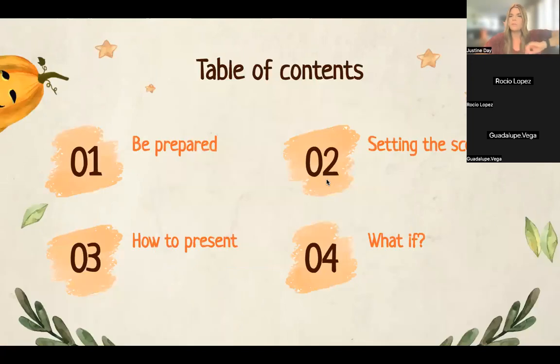Just going to go through the basics for parent conferences. And then obviously, if you have any questions or want any specific help with anything, just let me know as we're going through. So the first thing we're going to talk about is how to be prepared and all of the things you might not be thinking of, going through some ideas, things to have ready, setting the scene. So just like your classroom, having that ready for parent conferences, how to present, and some of those what if situations.